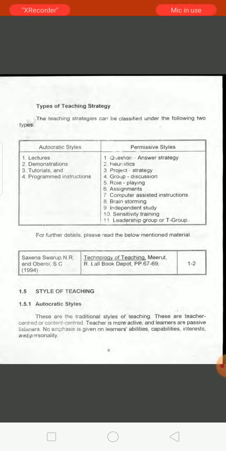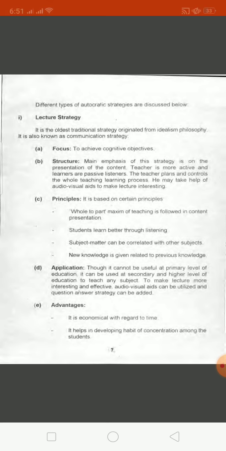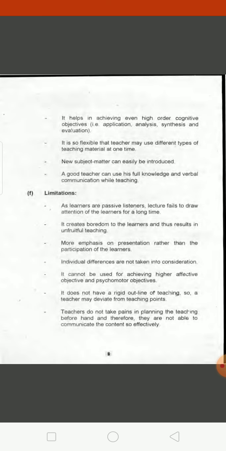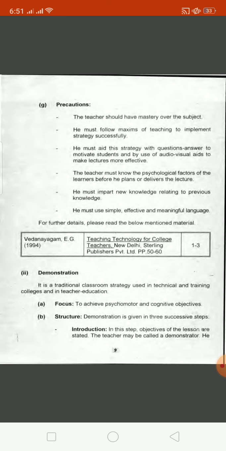So these are some types of teaching strategies, but keep in mind that every style of teaching has some principles. There will be a focus on specific things, and there will be a specific structure as well, and there will be specific principles, and then the application of those principles will obviously lead to some advantages and limitations as well. So hopefully you are supposed to go through all these methodologies so that you may adopt any one of them in your own classroom.